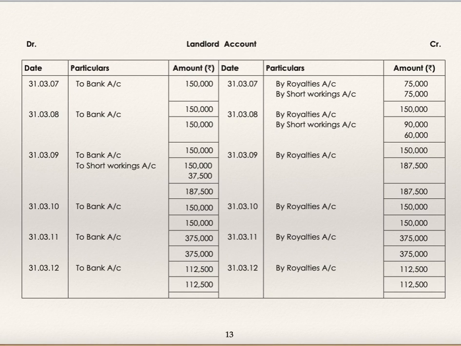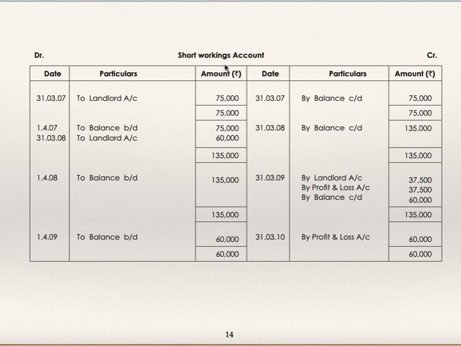In short working account, you will have balance. We'll see now short workings account. First year entry was royalty account debit 75,000, short working account debit 75,000 to landlord. So short working account to landlord 75,000 by balance carried down. Second year beginning, to balance brought down 75,000, to landlord 60,000 because here entry was royalty debit 90,000, short working debit 60,000 to landlord. So short working to landlord 60,000, addition of these two by balance carried down.